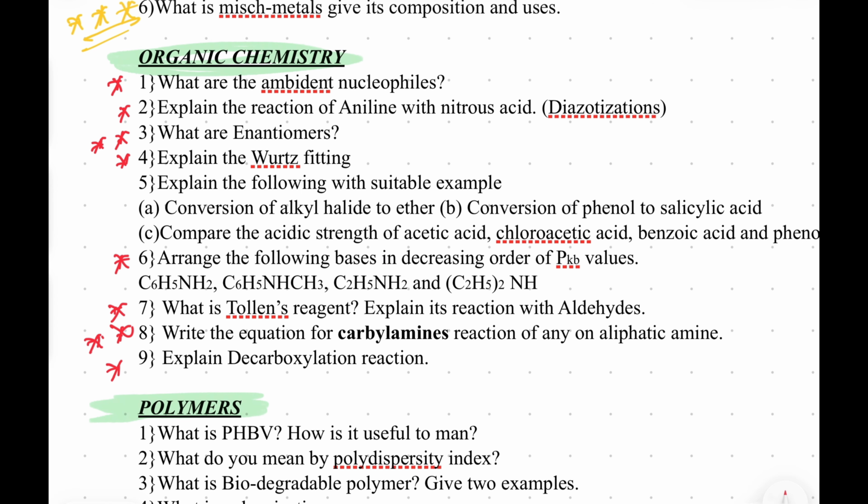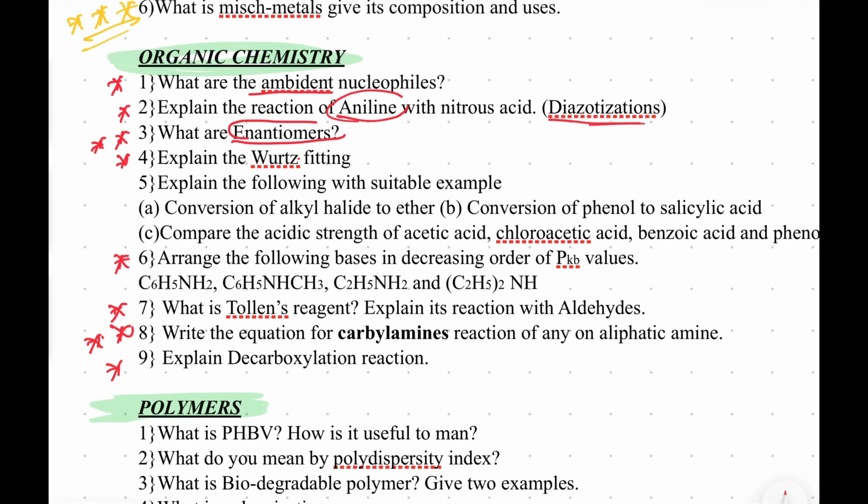Clear? First one, ambidentate ligands, like a nucleophile. A nucleophile acts as both. Okay, both elements can be involved in the reaction. Therefore, that is called ambidentate nucleophile. Next one, diazotization reaction, very important. In aniline, okay, amines reaction, nitrous acid will be put here, diazotization, right? Next, enantiomers. So many times asked this question. What are enantiomers? Give two examples or one example.